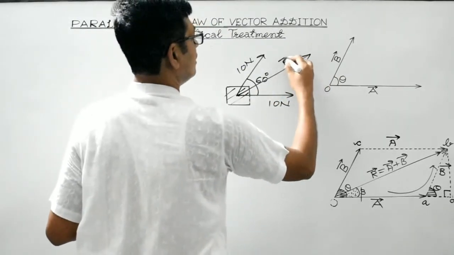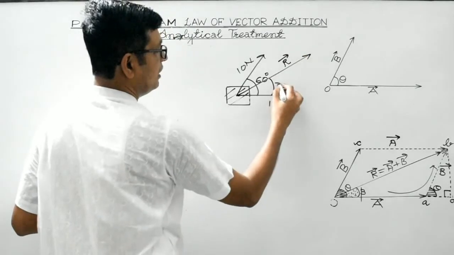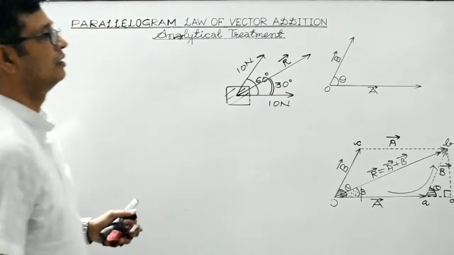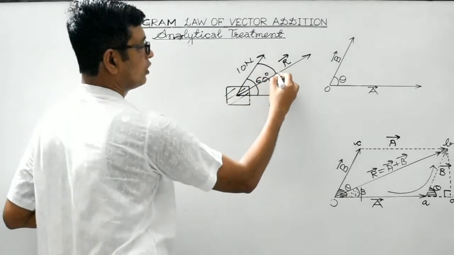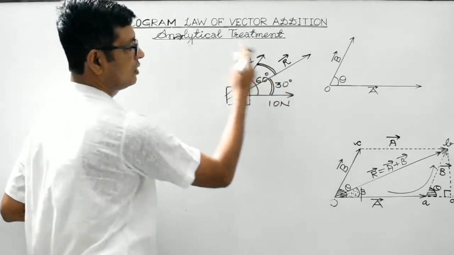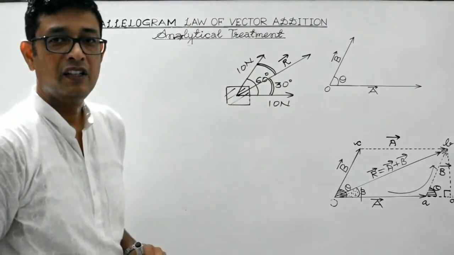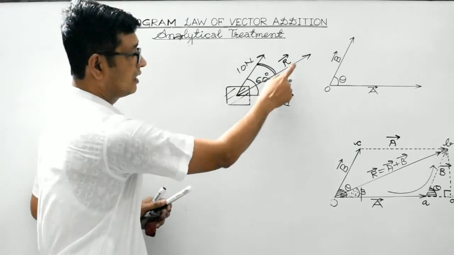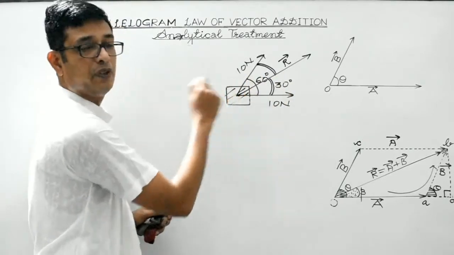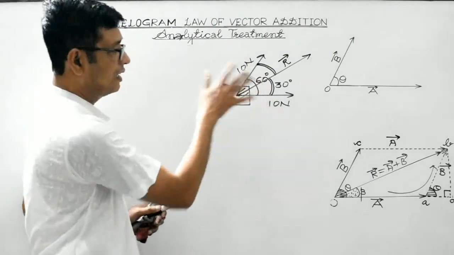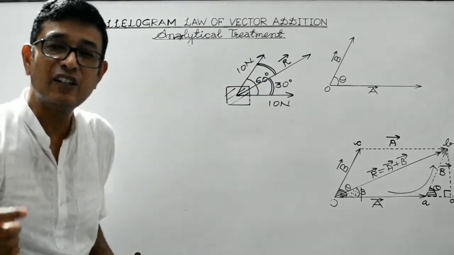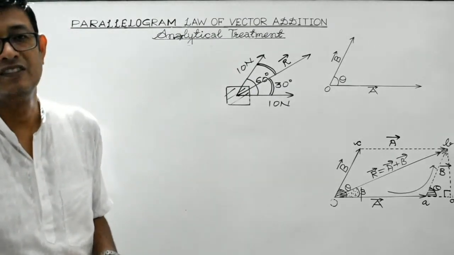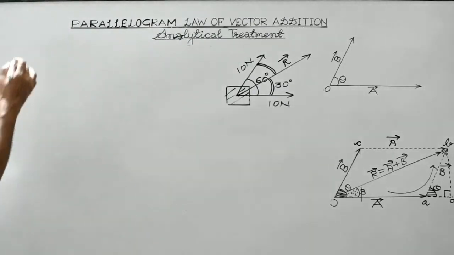This is the resultant. It will bisect the angle, means it will make an angle of 30 degree with either of the two forces. Clear, students? This is 30 and this is also 30. So this is the result what we have obtained. If the two vectors under consideration are of equal magnitude, then the resultant always tends to bisect the angle between them. Here, in this case, the angle between them is 60 degree. So the resultant will make an angle of 30 degree with either of the two vectors. Clear? Okay. Case 5.